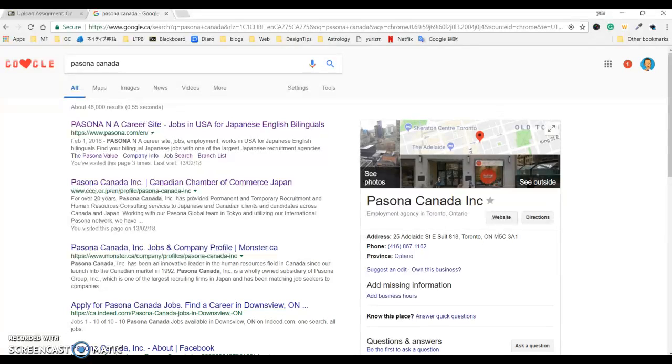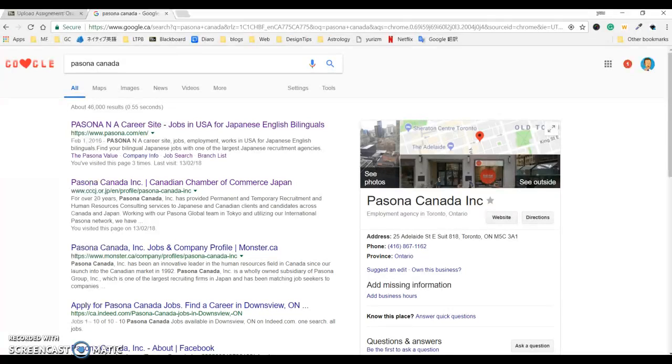For this assignment, I want to pick up the website Pasona Canada. This company is a Canada branch of a famous Japanese recruitment agency. They help Japanese persons who want to work in Canada and also Canadian persons who want to work for Japanese capital companies in Canada, or Canadians who want to work in Japan.